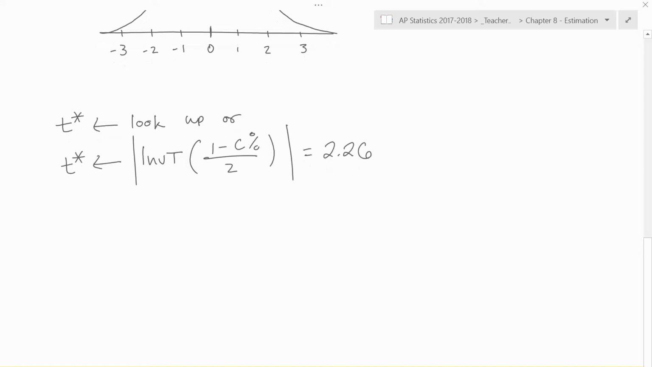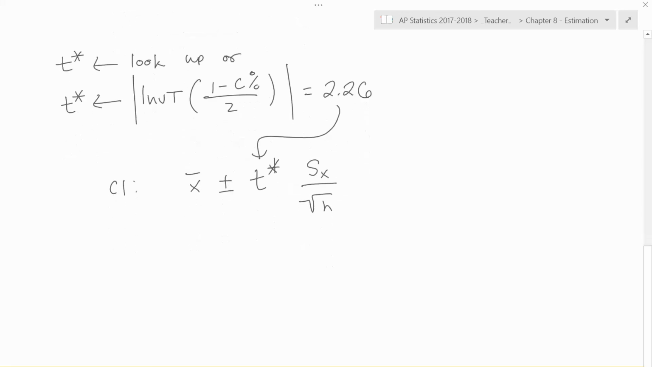Okay, so then that goes into our confidence interval to estimate a true mean. So that's the t distribution in a nutshell. The next video will show an example of how we do a confidence interval to estimate a true mean.